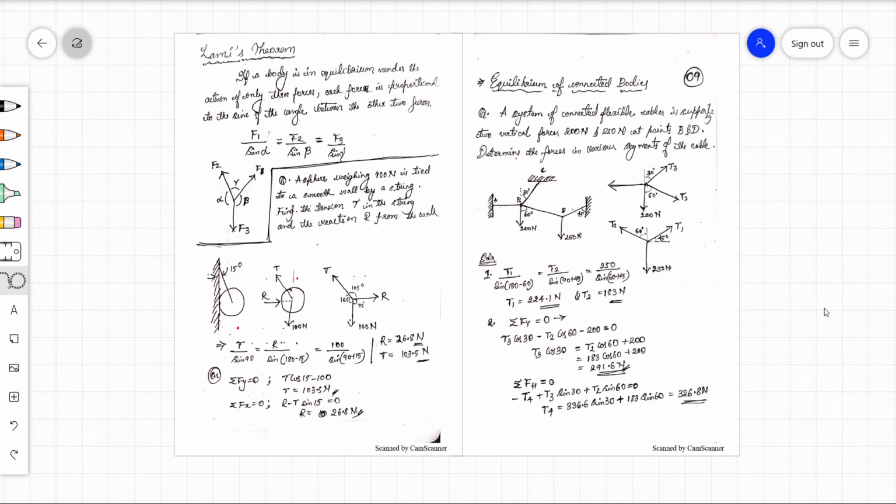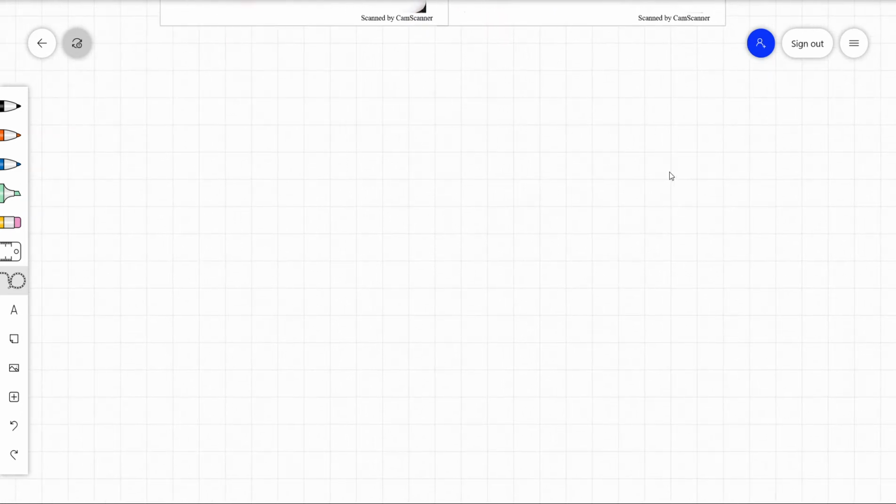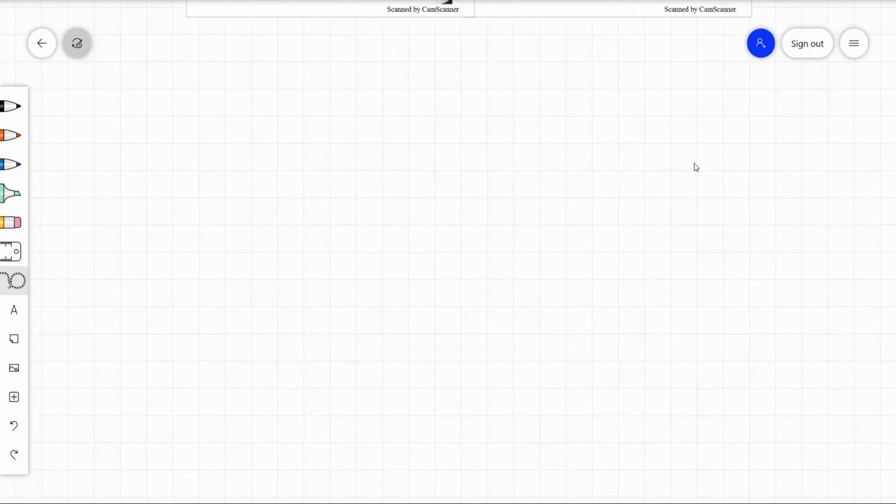So now let us start with Lami's theorem, one of the important concepts. We are going to study this in coplanar concurrent force systems. Remember. So what is Lami's theorem? Lami's theorem says if a body is in equilibrium under the action of only three forces, remember it should be only three forces, each force is proportional to the sine of the angle between the other two forces. So that's what Lami's theorem says.